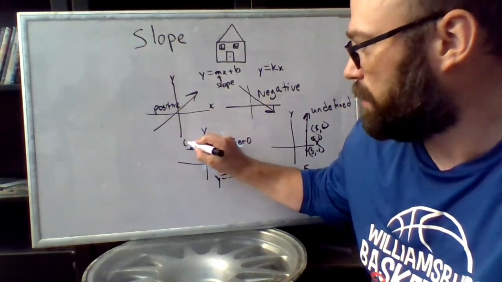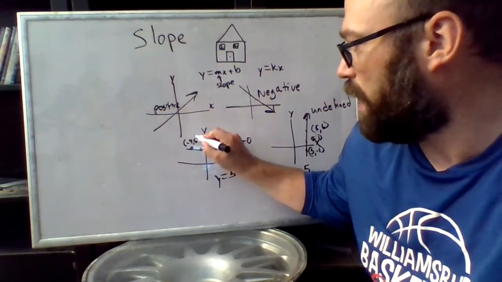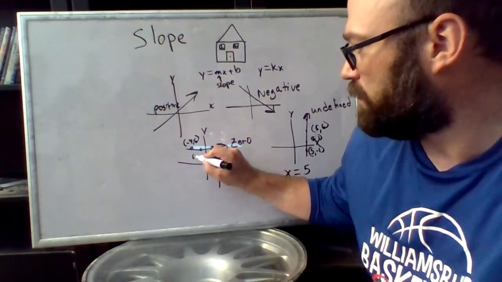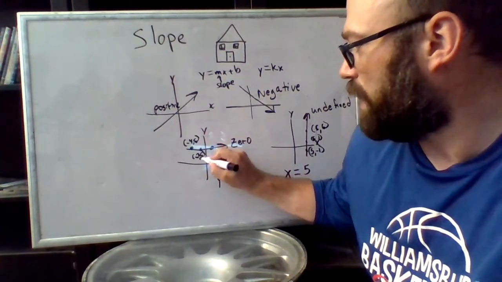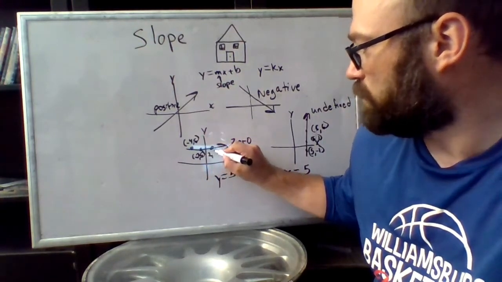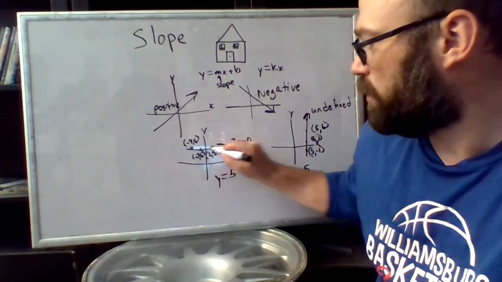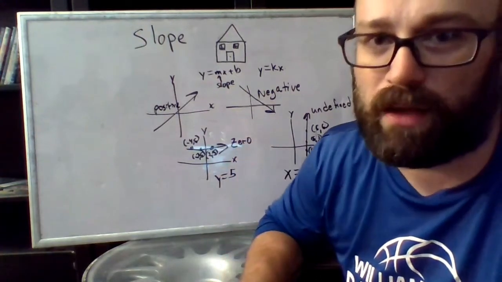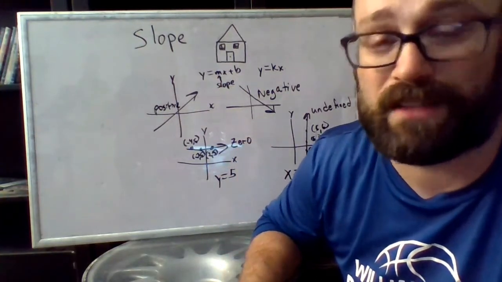So maybe this is -4, 5. This one down here is -2, 5. This one is maybe +2, 5. And no matter where you go on this line, that coordinate point, the y value is always 5. And that's just y equals 5.